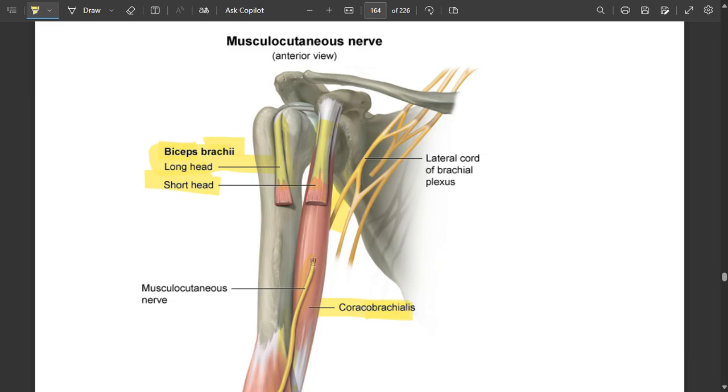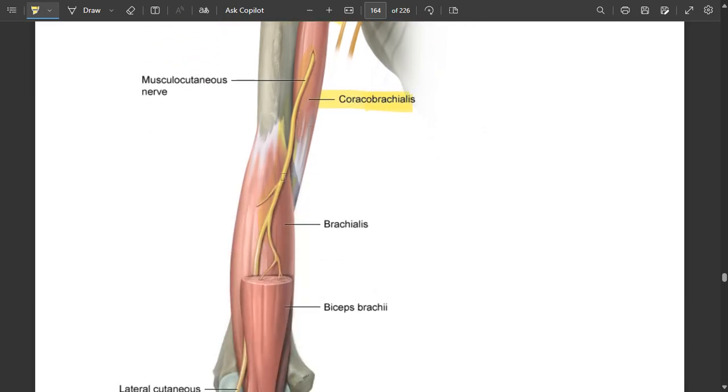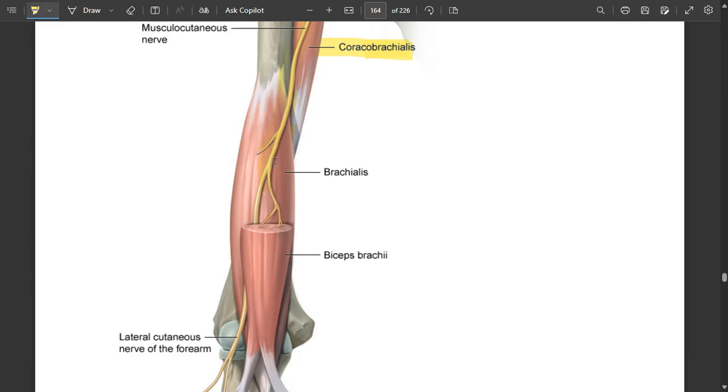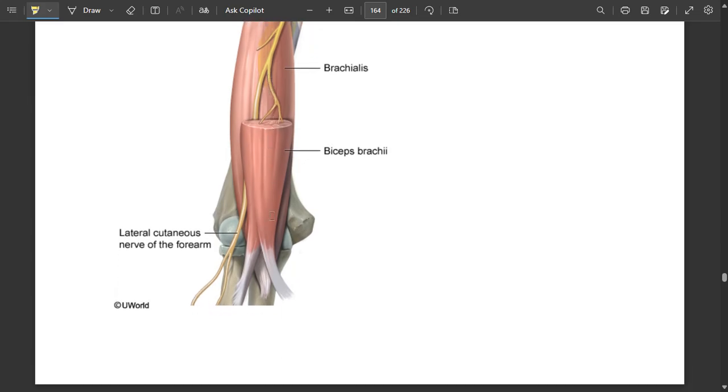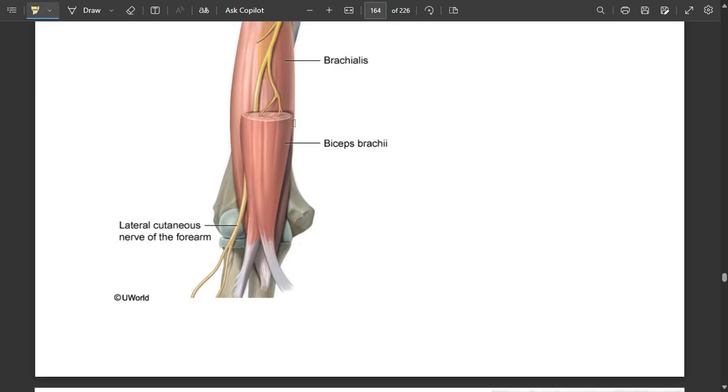It forms the musculocutaneous nerve, which runs downwards and supplies the brachialis and biceps brachii, and also continues as the lateral cutaneous nerve of the forearm. So the lateral cord gives the musculocutaneous nerve, which pierces the coracobrachialis, runs over the brachialis, and forms the lateral cutaneous nerve of the forearm.